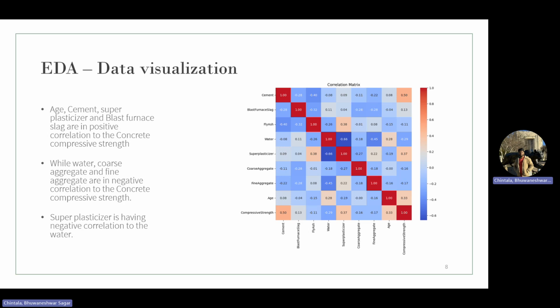So they are positively correlated. And we can see that water, coarse aggregate, and fine aggregate are in negative correlation. This means that they are inversely proportional. And superplasticizer, as I said, has a negative correlation with water, so this means that it might have a slight positive correlation with the compressive strength. This correlation map will help to figure out the features which are highly correlated with the target variable, and from that we can pick the variables which will contribute best towards our model building.